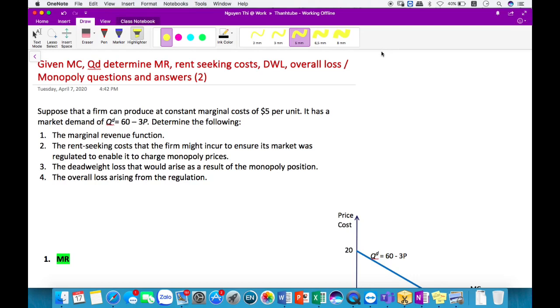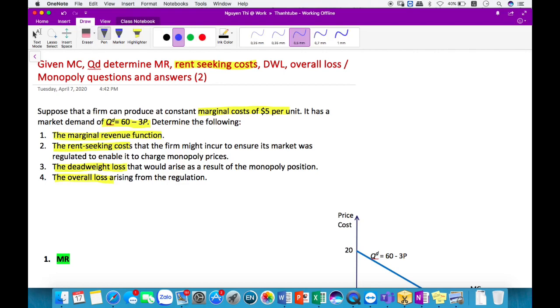In this video, I'm going to explain another type of monopoly question related to rent-seeking cost. Given marginal cost and the demand curve, you need to determine the marginal revenue function, then the rent-seeking cost that the firm might incur to ensure its market position, and the deadweight loss that could arise as a result of the monopoly position, and the overall loss arising from the calculation.